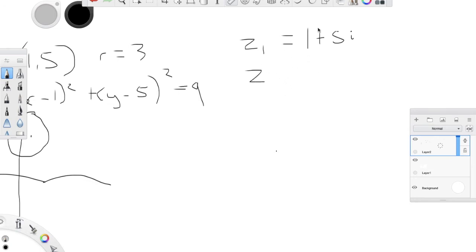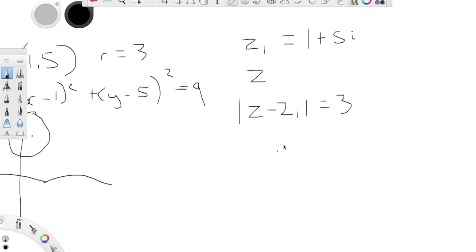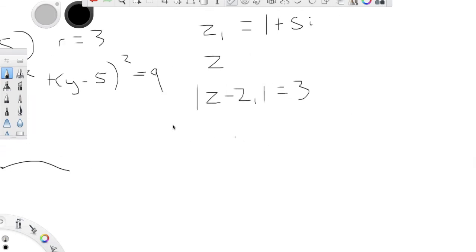Okay. So what we can do is take the modulus of z minus z1. That just means the distance between our locus and z1 is always equal to a certain distance, and that distance can be 3.